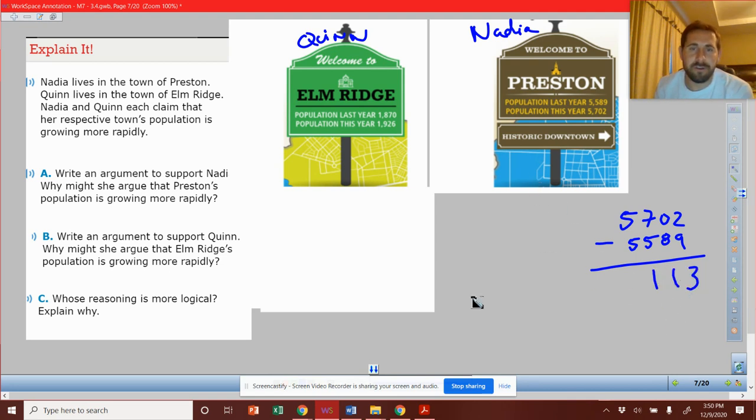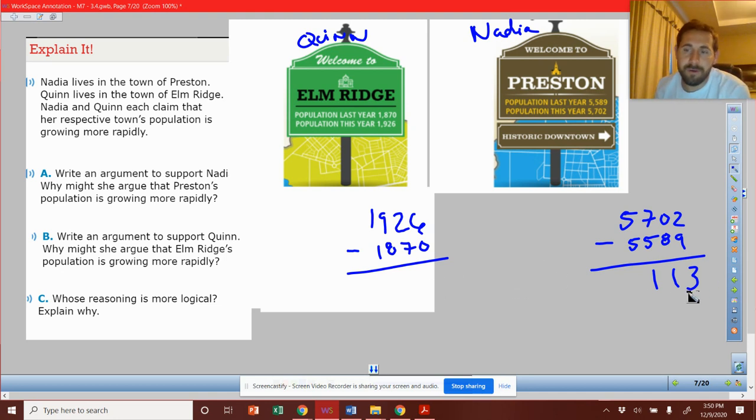So that population grew by 113, where the other population, 1,926 minus 187, that population has not grown as much as 113. That population has grown 56. Okay, so Nadia's explanation is more people.